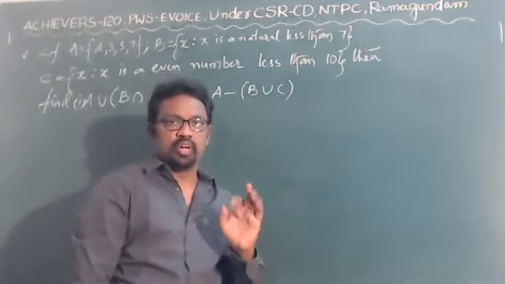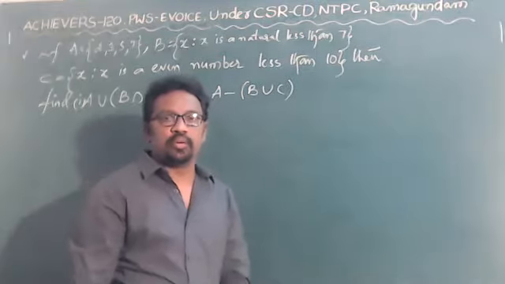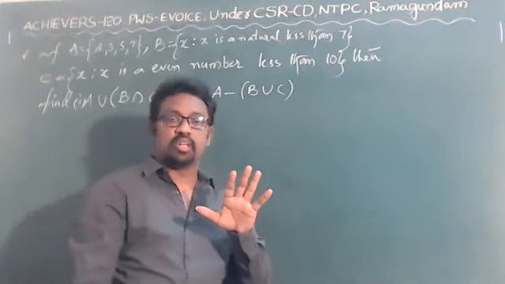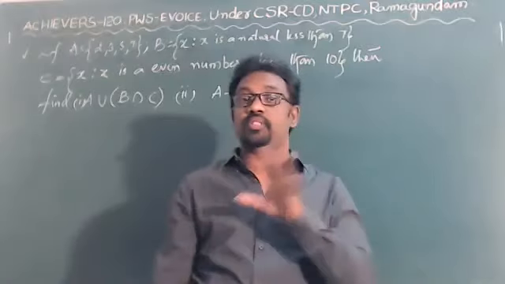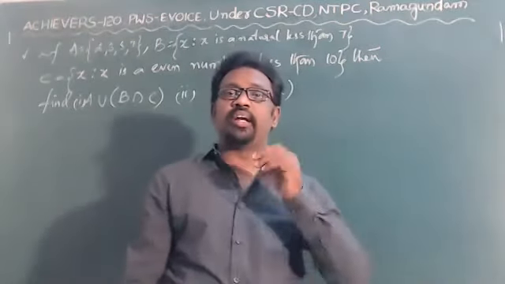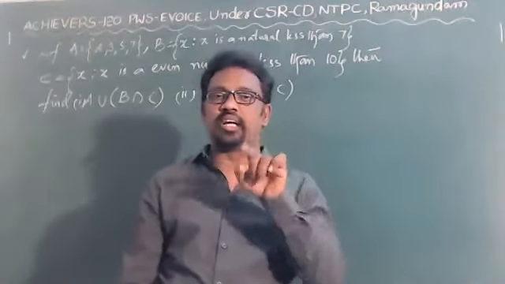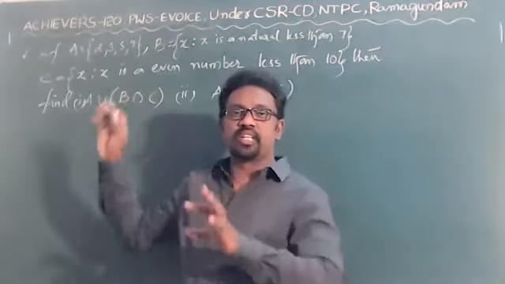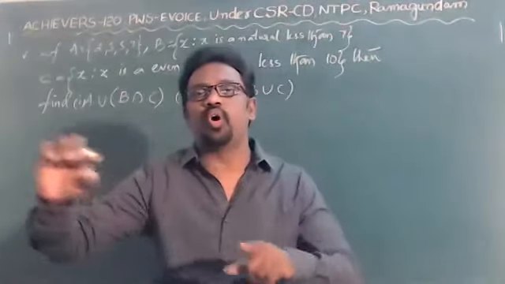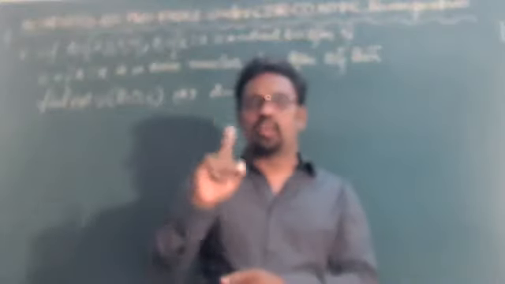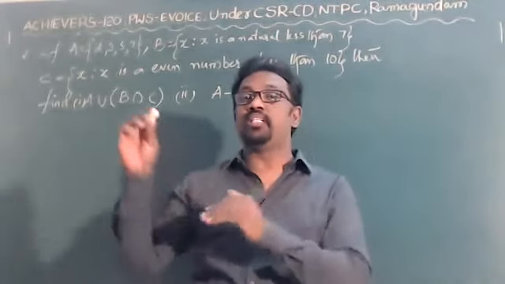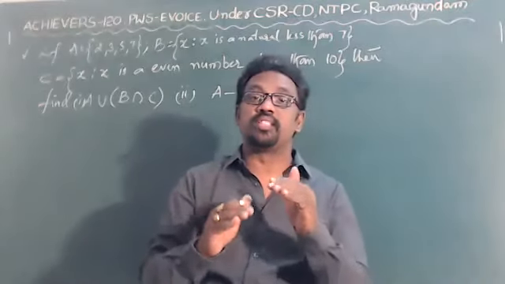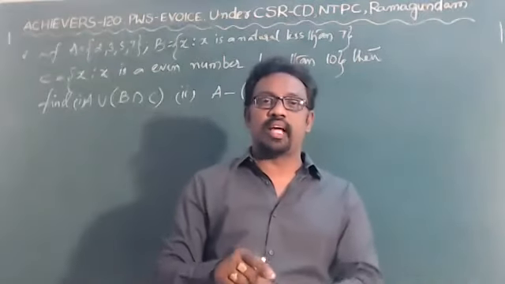Okay, children, now we'll start the solution. First, write down what the sets A, B, C are. Some people will make blunder mistakes in these problems. Directly, they will write the question, that is, A minus B union C, or A union B intersection C, and do all the solution in one step. It's wrong. The way I maintain the statements, the same way try to attempt so that you can secure maximum marks in the examination.